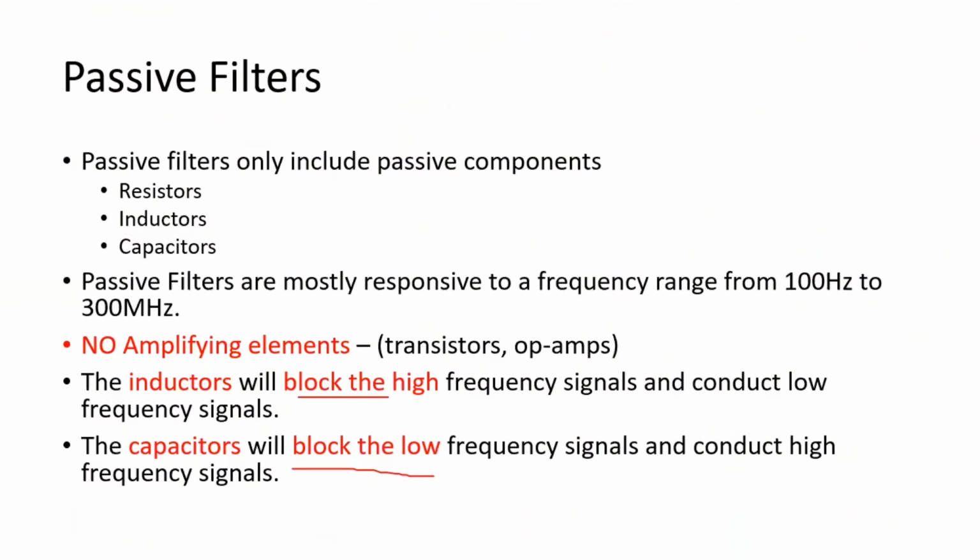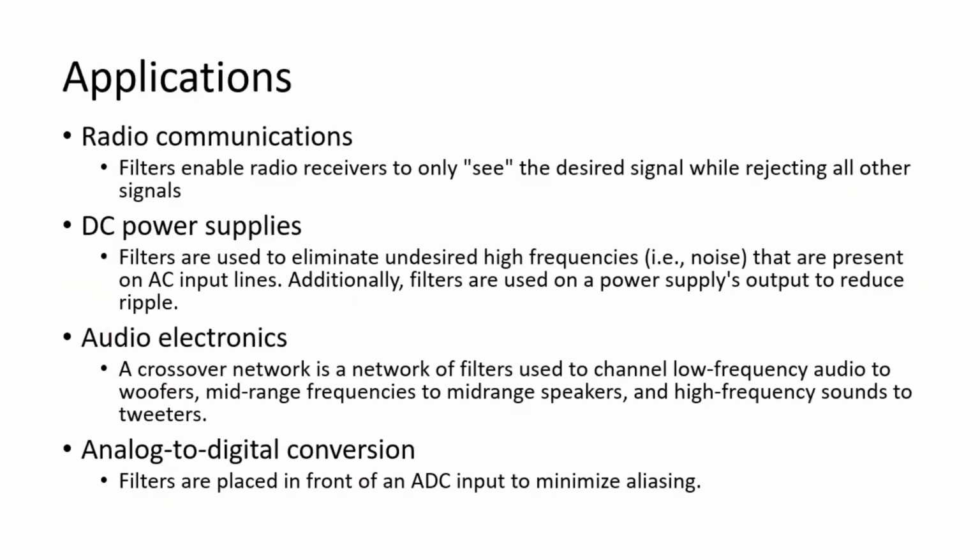Okay, the rule of thumb for passive filters is that they are used from 100 hertz to 300 megahertz, and there are no amplifying elements. The only principle we need to memorize for passive filters is that inductors block the high frequencies and capacitors block the low frequencies. There are certain applications like radio communication, DC power supplies, and audio electronics.